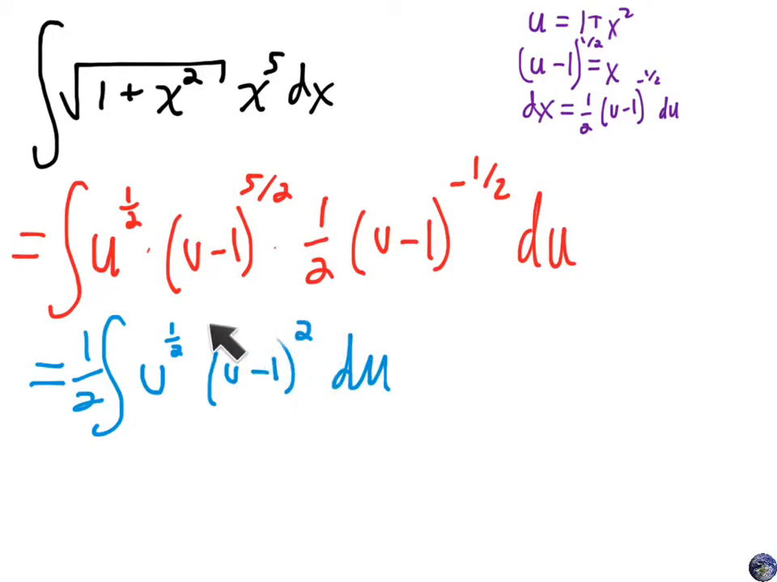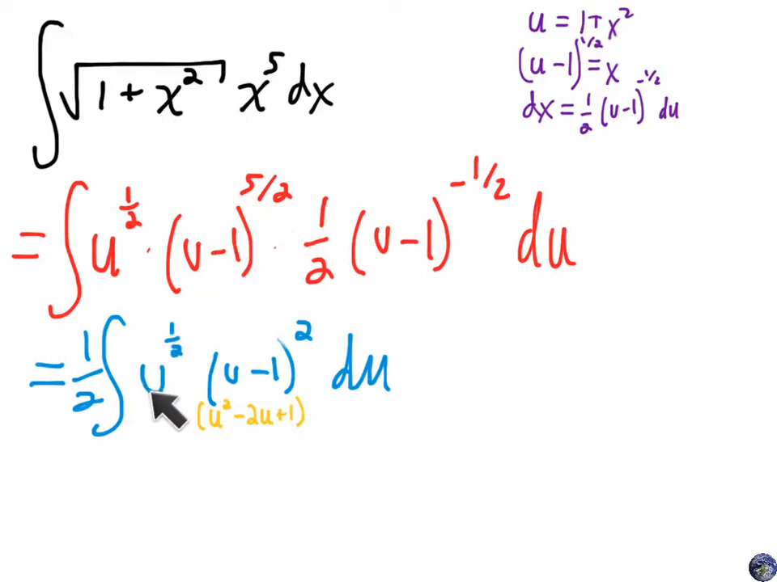This is easy to compute, right? When the two things were underneath the square root, we couldn't do anything with it. We had to substitute. But now we've got two things under a nice whole power, and that we can just FOIL out. So (u minus 1) squared is just u squared minus 2u plus 1. So we can go ahead and now distribute this.